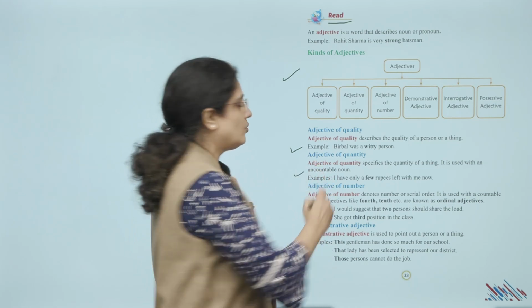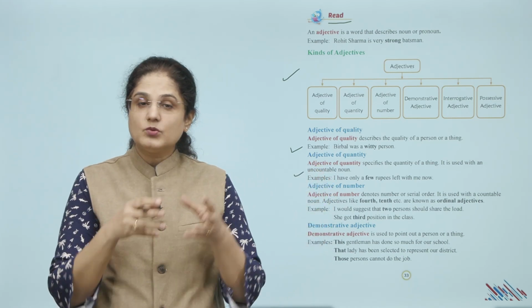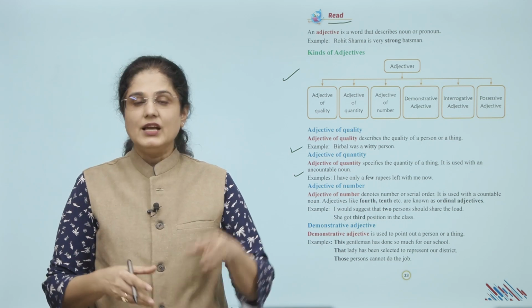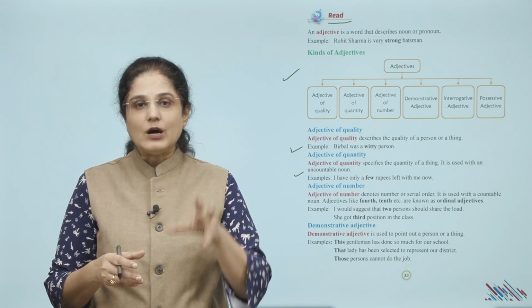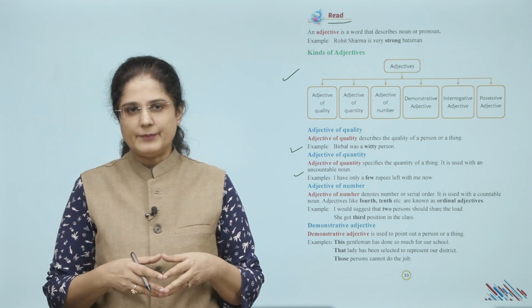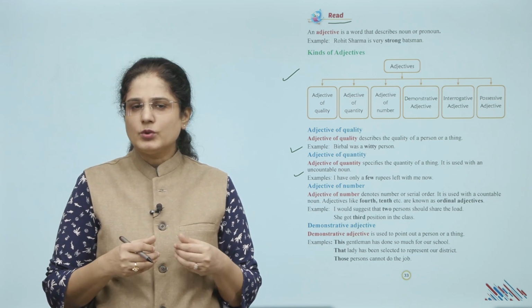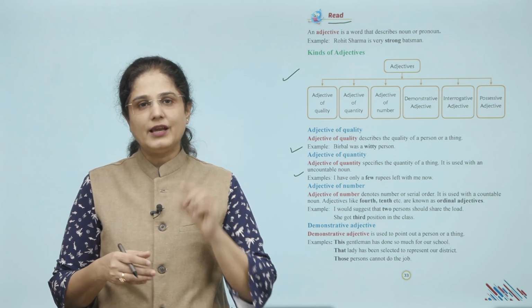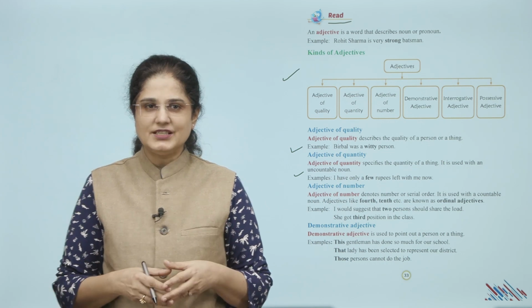Then adjective of quantity specifies the quantity of a thing. It is used with an uncountable noun. किसी uncountable noun की जो quantity बताता है वो adjective of quantity है. For example, I have only a few rupees left with me now. तो few जो है ये मेरा adjective of quantity है.